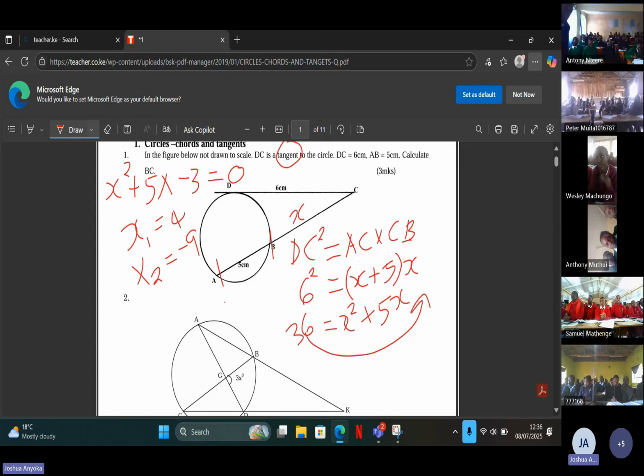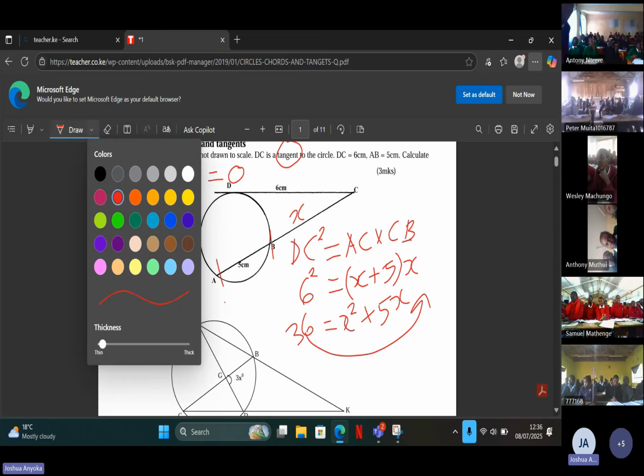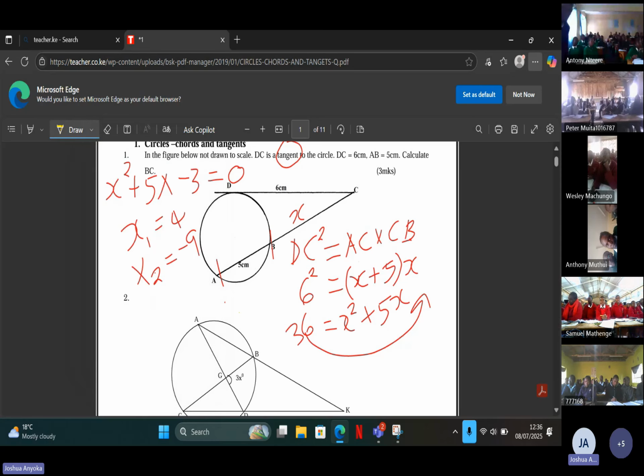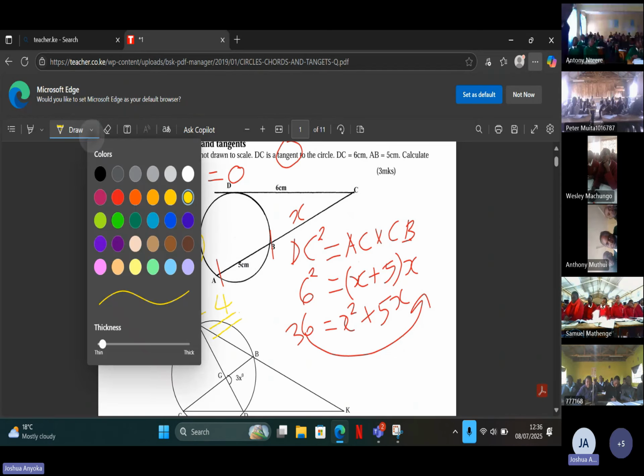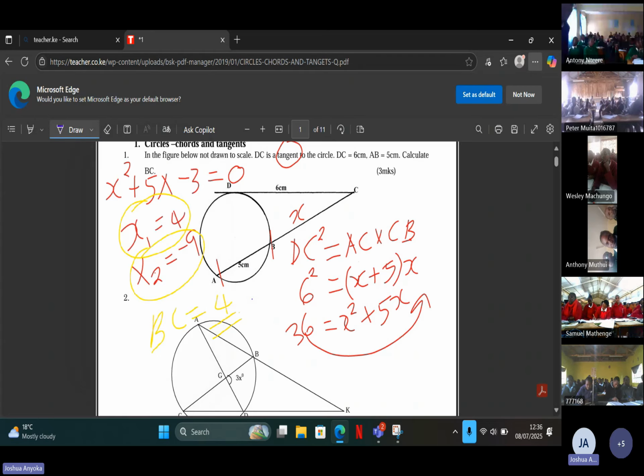That's what I'm saying. You must go ahead as a student and discriminate. You find that X cannot be negative because we are saying this is a length. So BC is equal to 4. You must go ahead and say BC is 4 because a length cannot be negative. That's the first example that we can take.